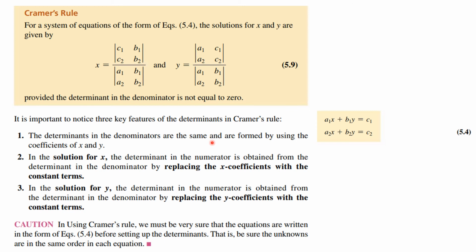Okay, some important features of determinants in Cramer's rule. The determinants in the denominators are the same and are formed by using the coefficients of x and y. In the solution for x, the determinant in the numerator is obtained from the determinant in the denominator by replacing the x coefficients with the constant terms. And similarly, number 3, in the solution for y, the determinant in the numerator is obtained from the determinant in the denominator by replacing the y coefficients with the constant terms. And again, as I've tried to stress, make sure you're in this form before you try to use this.